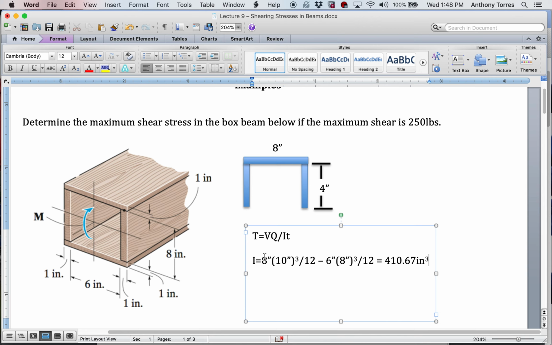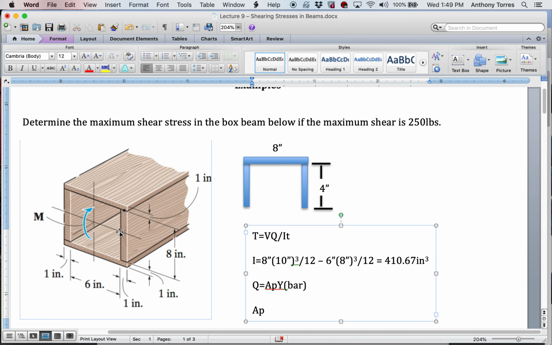Again, I'll reiterate that the moment of inertia for all these problems to get into the VQ over IT equation is the entire moment of inertia, not the half part. The half part is for Q, which we'll do now. So we need to get Q, and remember that's A prime times y bar. I'm writing out y bar because it's hard to draw that line over the y. Okay, let's figure out A prime. A prime is this little area up here, which is just half this box.